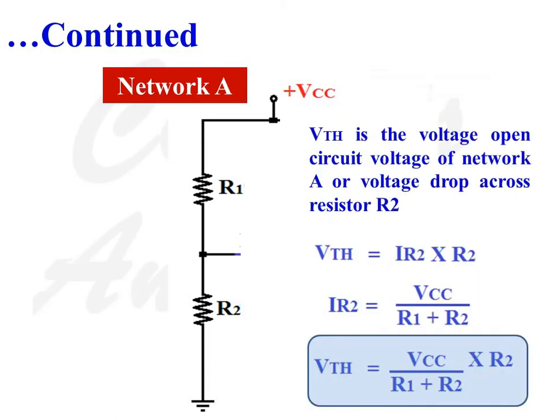So let us find the Thevenin equivalent voltage. Thevenin equivalent voltage VTH is the open circuit voltage of network A, which is nothing but the voltage drop across resistance R2. So VTH is equal to IR2 into R2, and IR2 is equal to VCC divided by R1 plus R2. Therefore, we can write VTH is equal to VCC divided by R1 plus R2 into R2.